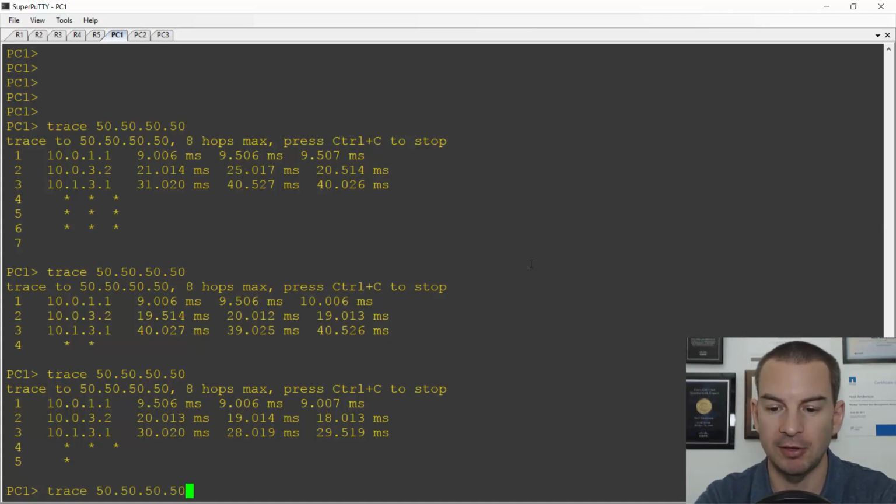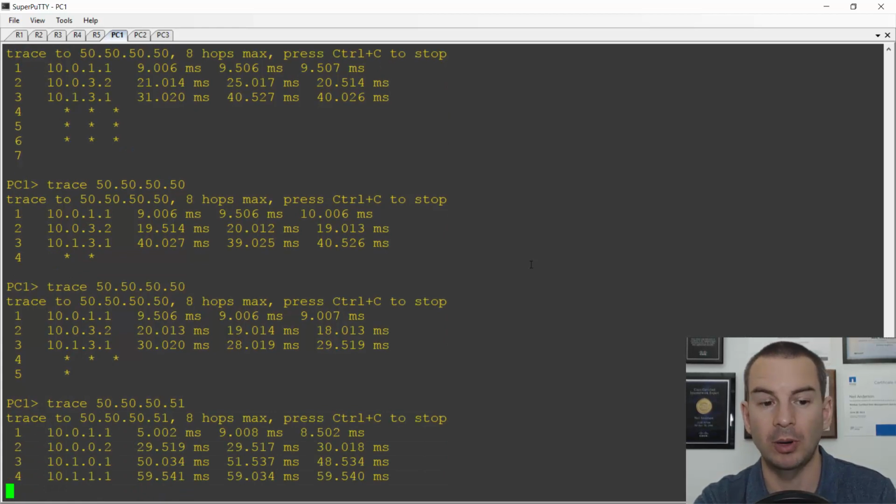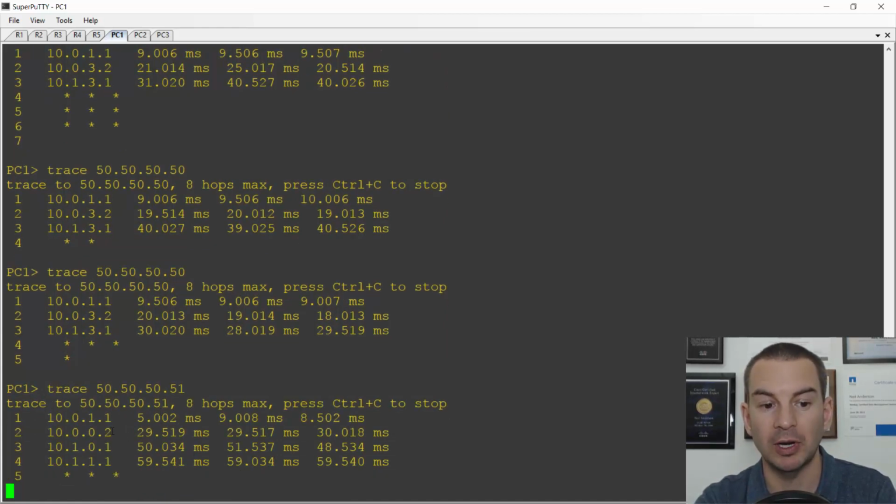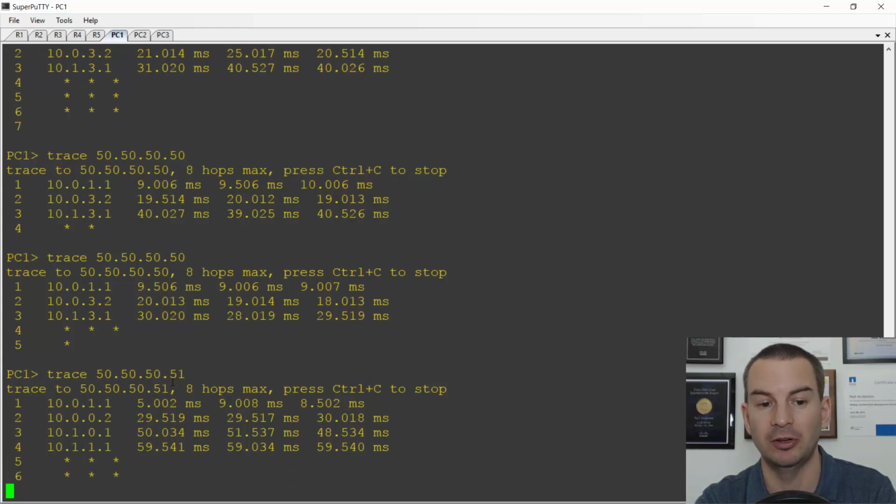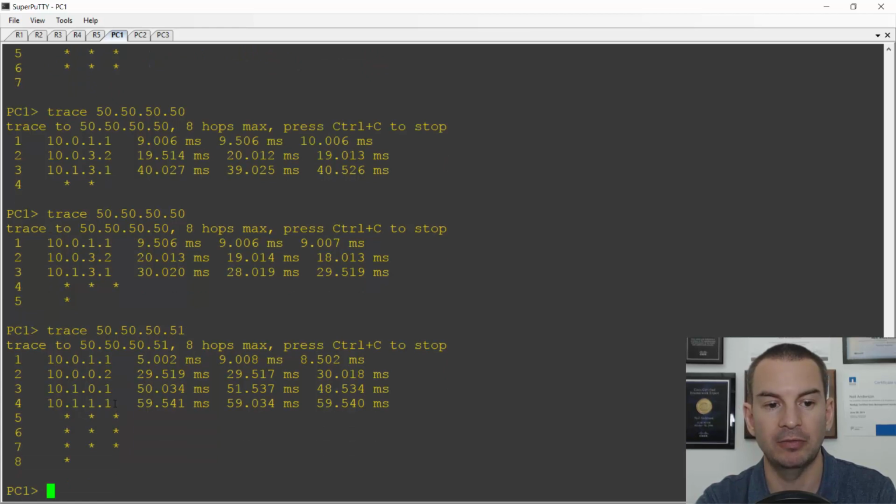But if I do a trace to a different IP address, there's a 50-50 chance it will either go over the same path or a different one. So I'll just go up one IP address, and now I can see that when I'm going to a different IP address of 50.50.50.51, it is going over the top path, which is via router R2.